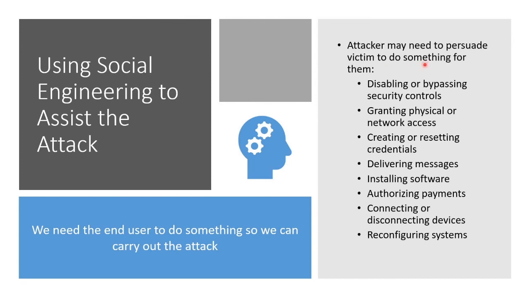So the attacker needs to persuade the victim to do something for them. I need you to disable or bypass your security controls. I need you to grant me physical or network access. I need you to create or reset credentials or deliver messages for me, or install software, or authorize a payment, or connect or disconnect something, or reconfigure a system. I need you to do this for me. So all of these are methods in social engineering, human-based social engineering.